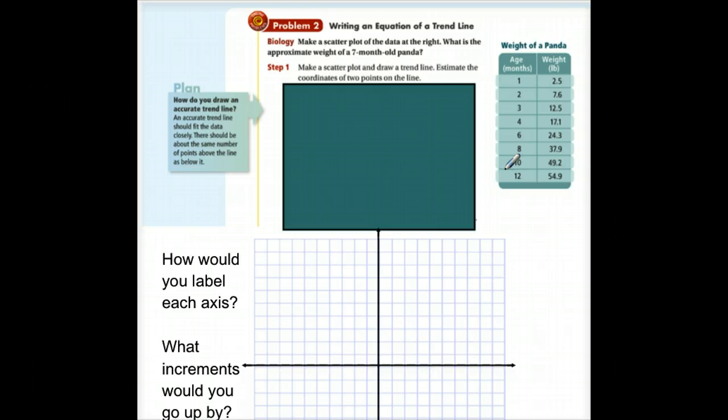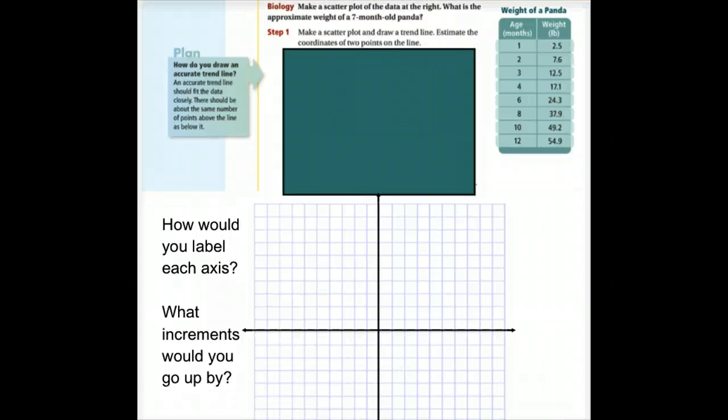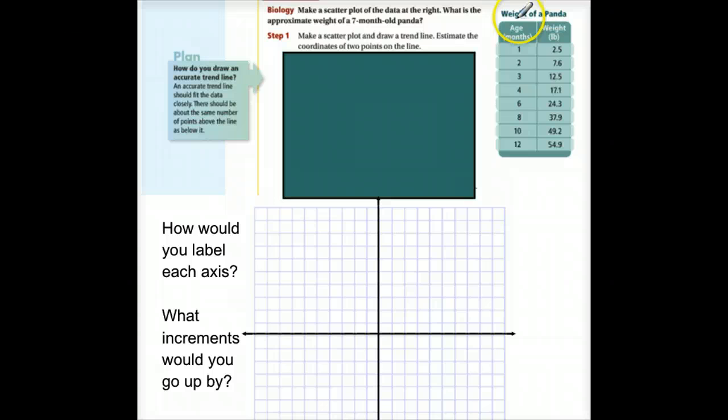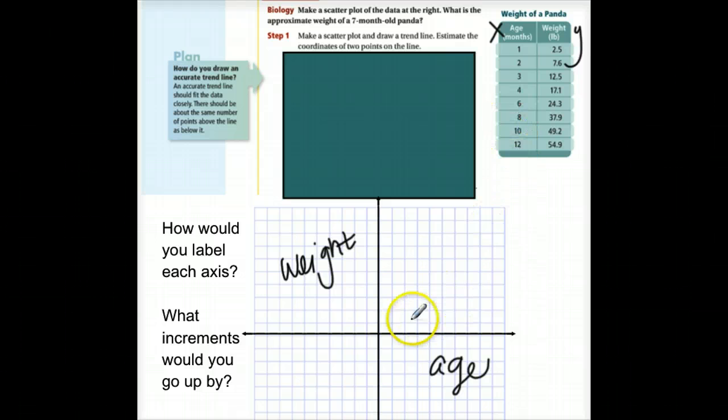So here we go. Writing an equation of a trend line. First, we need to make another scatter plot. So it looks like I have weight of a panda. The age is my x value, and its weight is my y. So age and weight. My increments of my x's go up by ones: 1, 2, 3, 4, 5, 6. I'm not numbering every line. And looks like my pounds, I could probably go up by 5s or 10s.